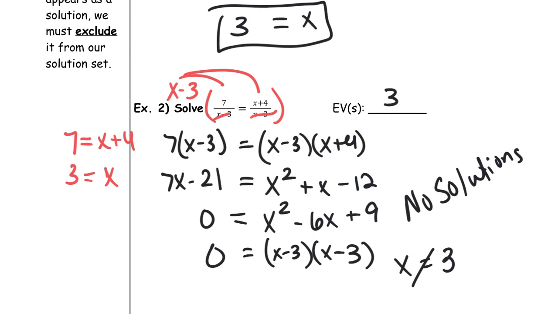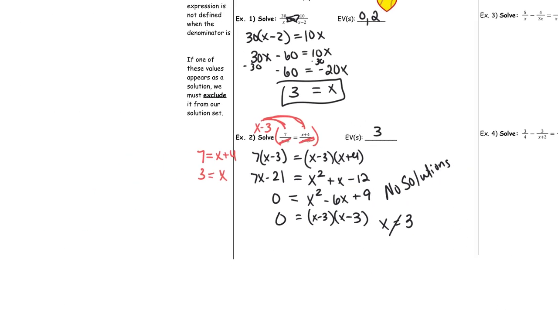Wait, you lost me. X minus 3 times 7. No, when I multiply this one right here, notice they would cancel. So it's just 7. Then when I multiply this one, you see they'd cancel. So it's just x plus 4. I pick what I'm going to multiply by. Then I might have to multiply by both. You'll see. We'll have one like that in a second.